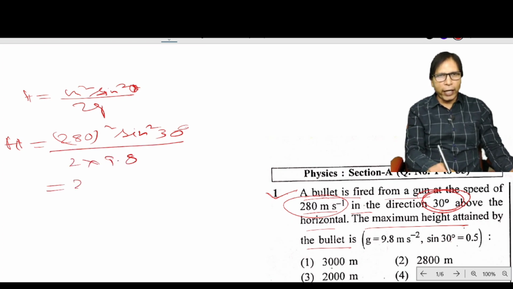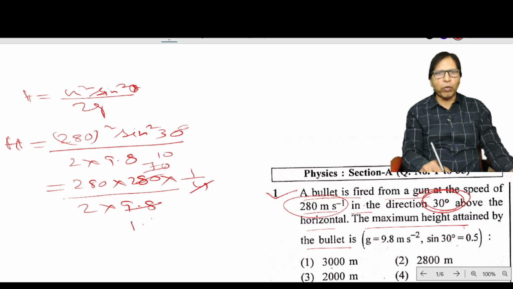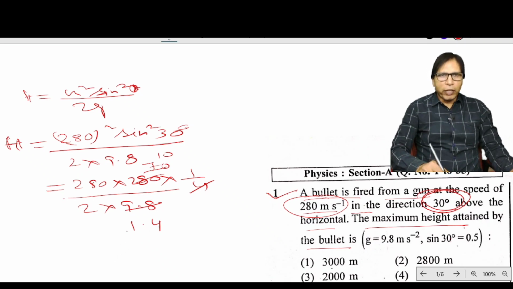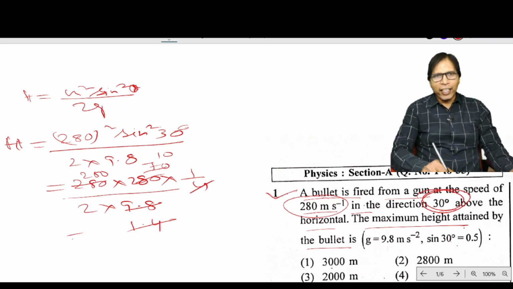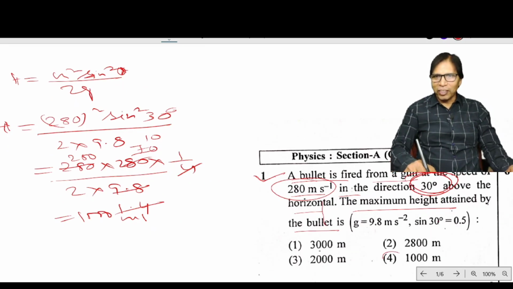Okay, no problem. Now look at this. This is 280 into 280, and sine 30 is half, so this is 1 by 4, divided by 2 into 9.8. Now this is 70. Now this and this is 10, and this is 1.4. So this is 200, and 1000 meter is the maximum height attained by the bullet. Now option 4 is correct.